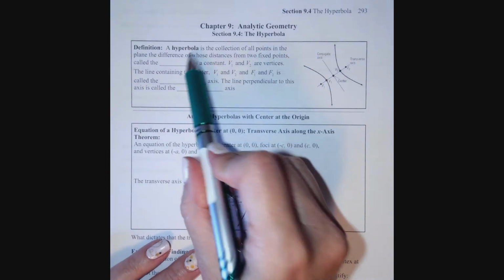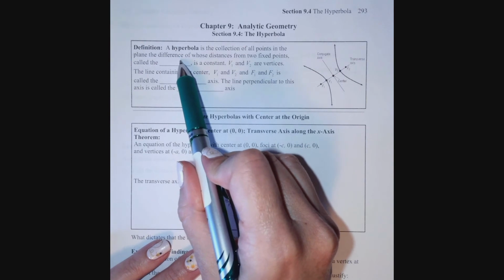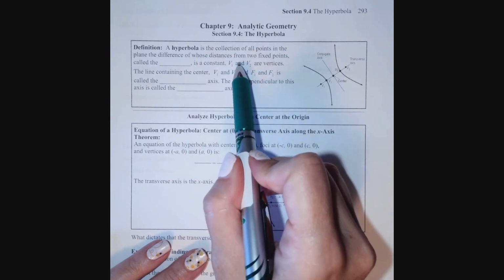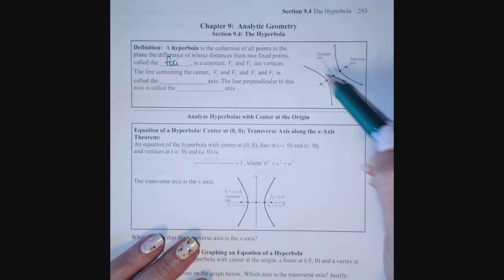But a hyperbola is the collection of all points in the plane, the difference instead of the sum, the difference of whose distances from two fixed points, called the foci, is a constant. So the difference of any point in the plane, from here to here, this distance from the two foci, the difference is going to be the same.